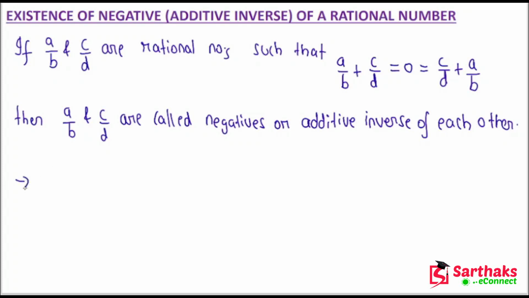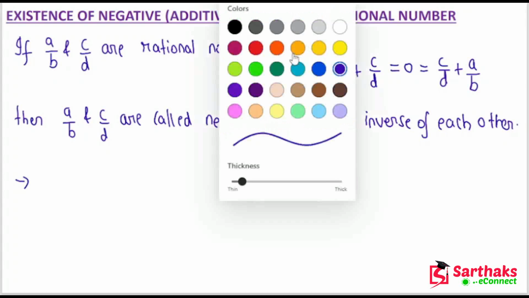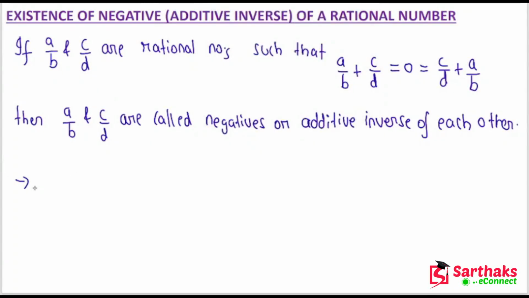So how do we write an additive inverse? Let me show it. Additive inverse of a upon b is equal to minus a upon b. So what is additive inverse? It is nothing but minus 1 multiplied by the number. So if you want to calculate additive inverse of 2, it will be minus 2. If you want to calculate additive inverse of minus 8, it will be plus 8. So we have to multiply the number by minus 1.